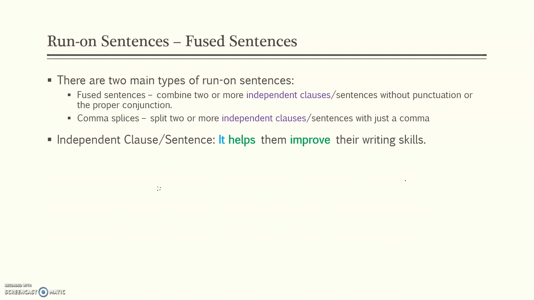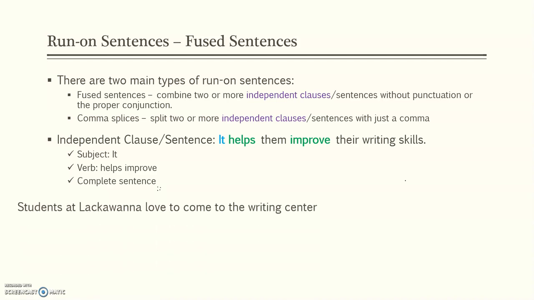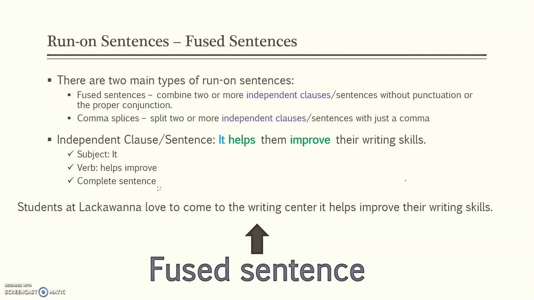So here we have another example of an independent clause or sentence. It helps them improve their writing skills. We have the subject, it. We have the verb, helps improve. And it's a complete sentence because it's a complete thought. So when we combine our first example of an independent clause with our second example of an independent clause, it becomes a fused sentence when we don't have anything in between them. What we need to do is put something right here, and you can find those ways to combine sentences in some of our other tutorials.